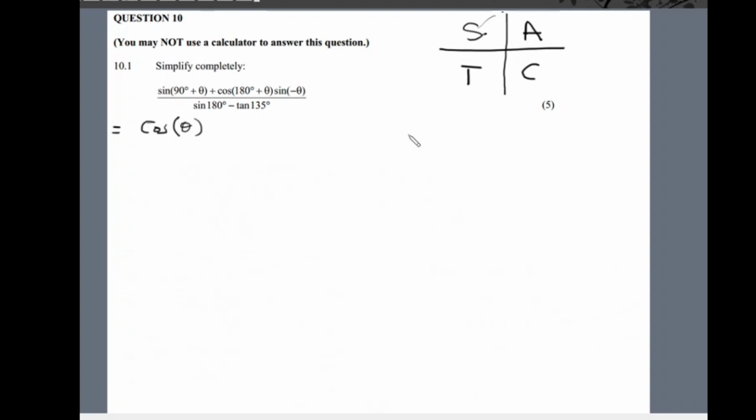So 90 plus theta is the same as saying cos theta. Again, you can test this by saying let theta be equal to 30 degrees. So sine 90 plus 30 is the same as cos 30 degrees. To prove this, you can punch it in your calculator just to be sure. Sine 90 plus 30 is square root of 3 over 2, and cos 30 is also square root of 3 over 2. So this statement here is correct. Okay?